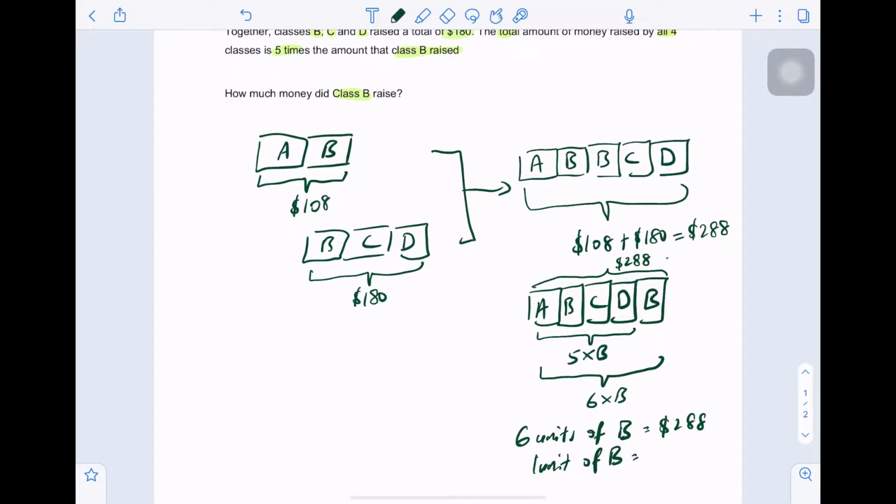1 unit of B will be 288 divided by 6. 288 divided by 6. $48 is the answer for this question.